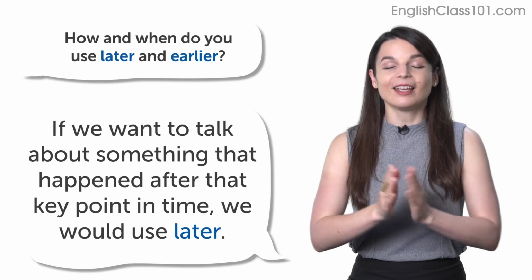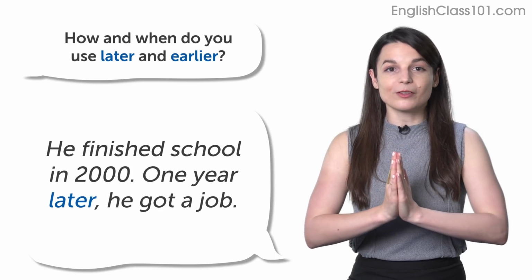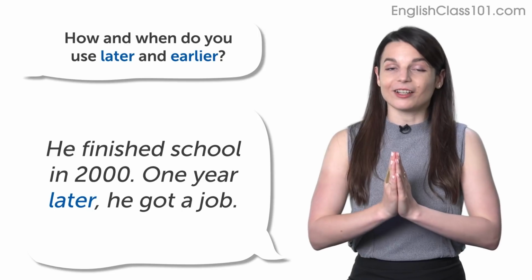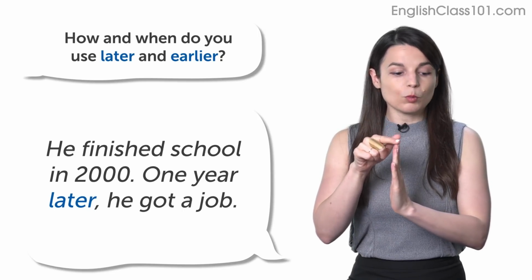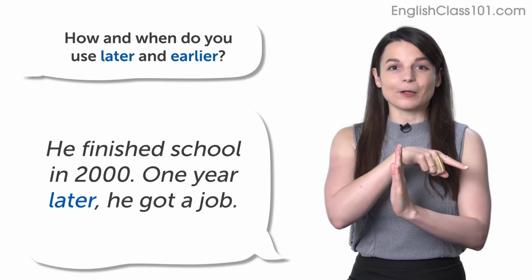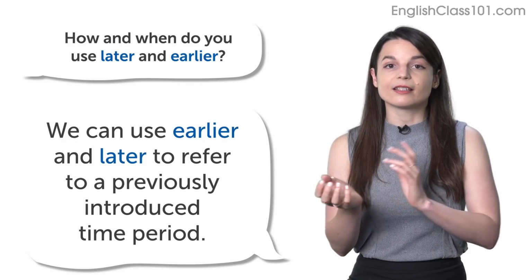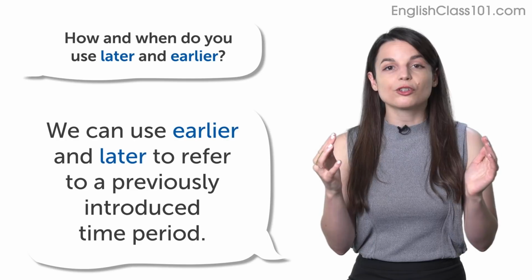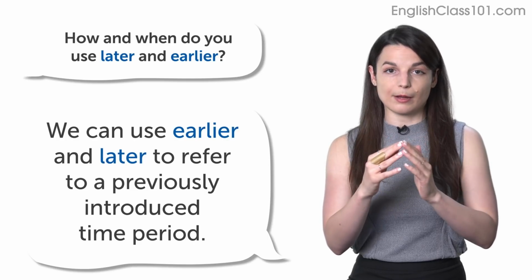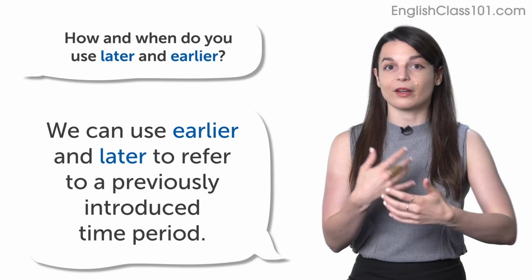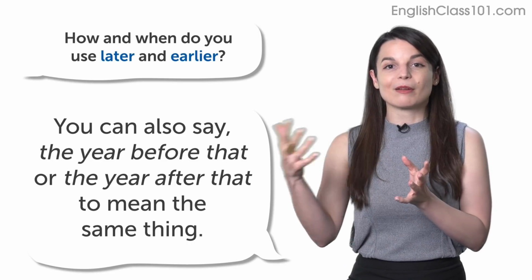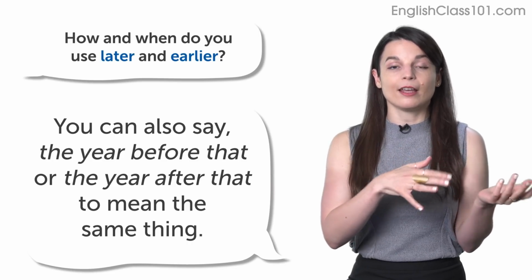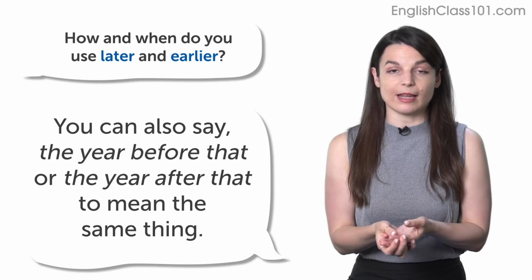So, for example, "he finished school in 2000. 1 year later, he got a job." So we use the same point in time, 2000, but we use later, so 1 year later. So we can use earlier and later to refer to a previously introduced time period. This can help us to tell stories very naturally. Yes, we can also say like "the year before that" or "the year after that". These are just different ways to express the same idea.